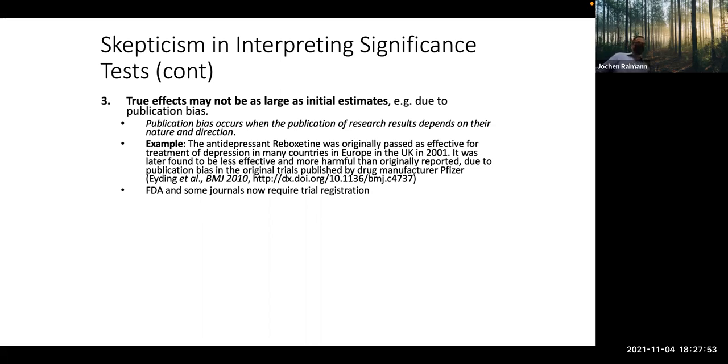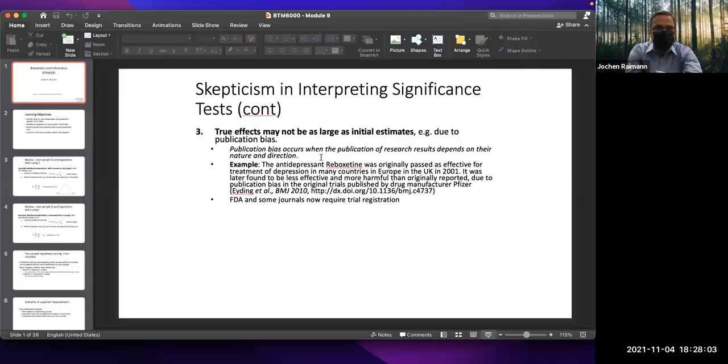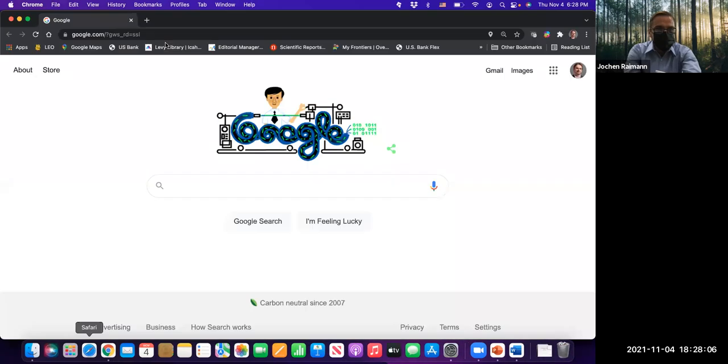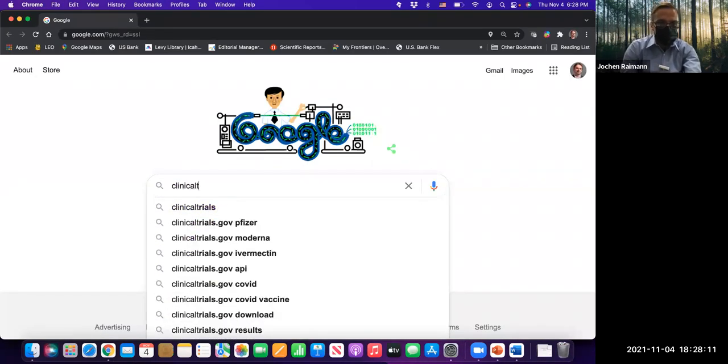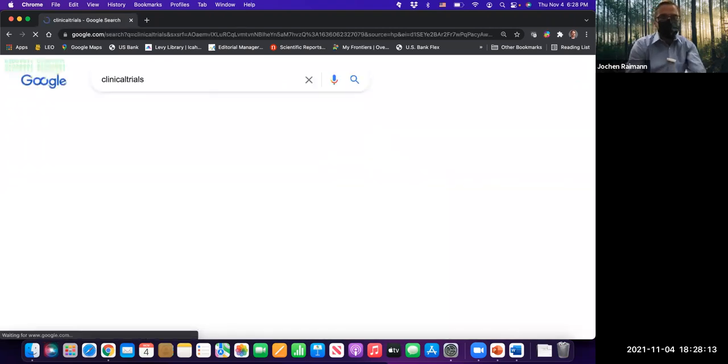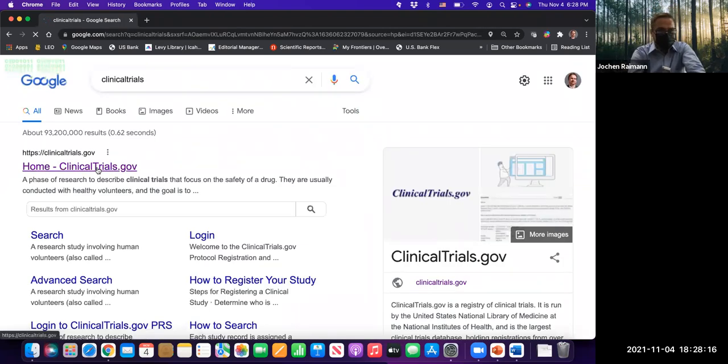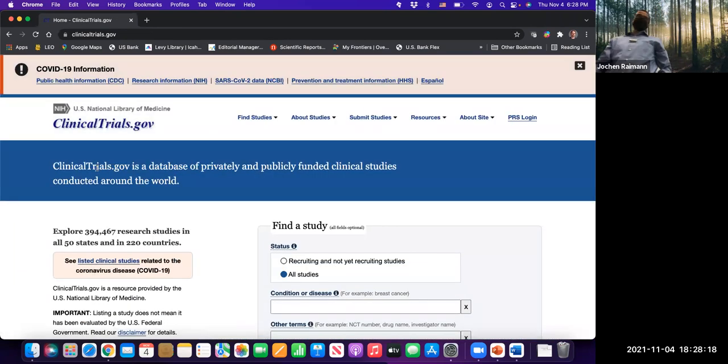What's important in this regard, and I believe I have talked about this already, you will find every study, and we're already at the end here. I just quickly want to show you this. Every study that is being conducted will find its way into clinical trials. Clinicaltrials.gov is where every randomized controlled trial that is being conducted and is of significance is listed.